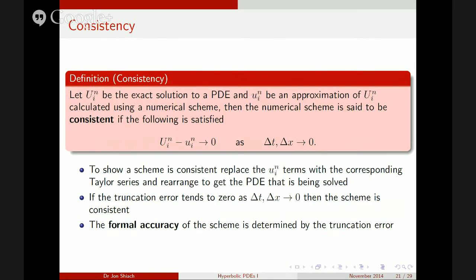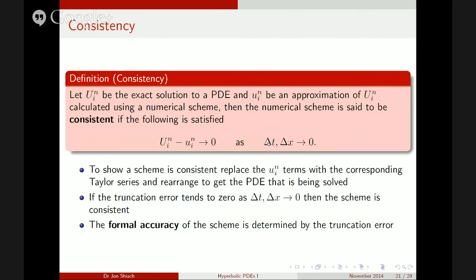So what's consistency? Well, in your notes, I've got quite a standard definition of consistency. In other words, it's consistent if the difference between the exact solution, remember we use big U for the exact solution, little u for approximation, if the exact solution minus our approximation tends to zero as delta t, delta x tends to zero. That's the definition of consistent.